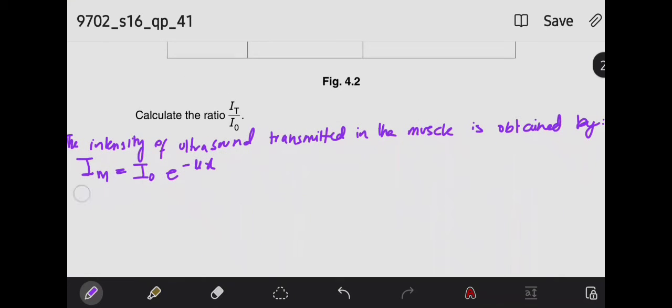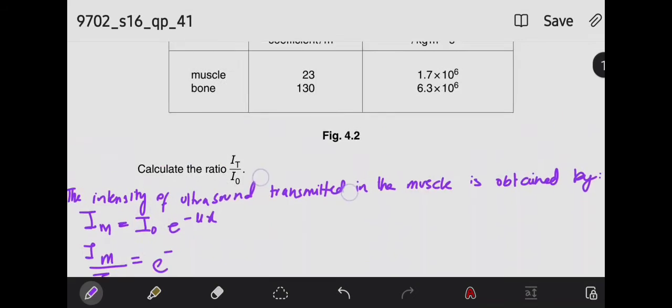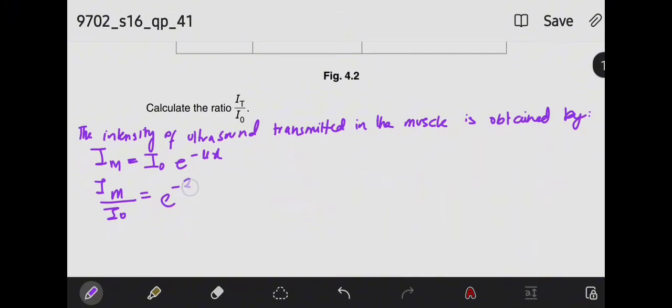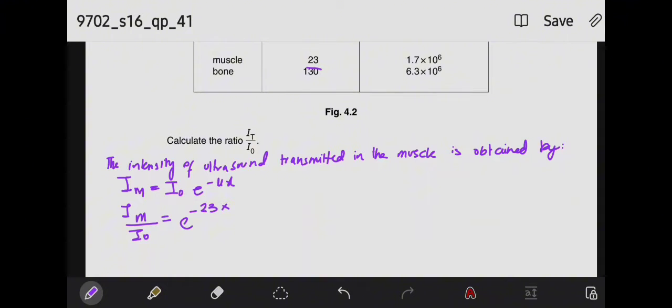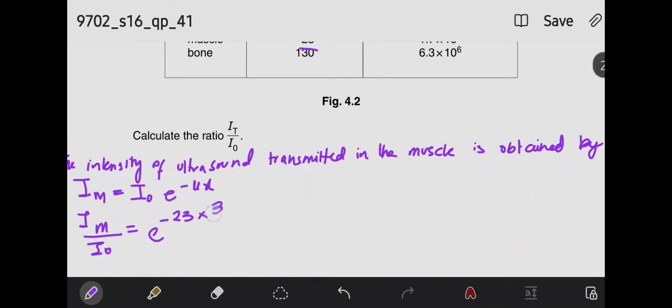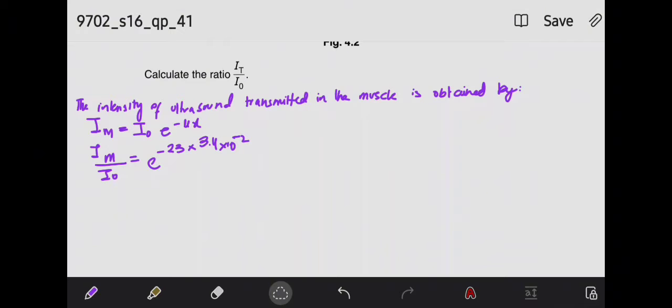So I'll say that I_M over I naught is, for muscle it's 23, so 23 into the thickness of the muscle, which was 3.4 centimeters. We have to convert it into meters. Alright, so this I_M over I naught is the fraction of the incident intensity that has been transmitted in the muscle. Okay, so firstly we did this.